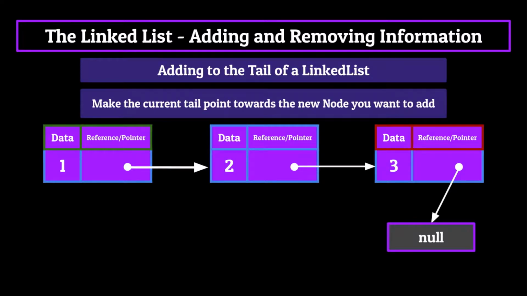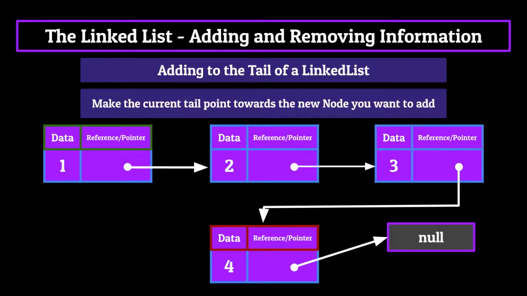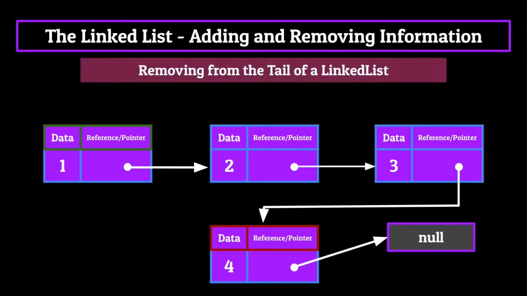So if we wanted to add a node with an integer of 4, we would just make the 3 node point towards this new node. Then, by setting the 4 node to point towards null, we've made this new node the tail of the linked list, and the old tail now points to the new tail. Removing is just as simple.